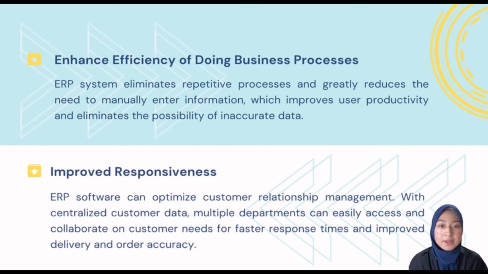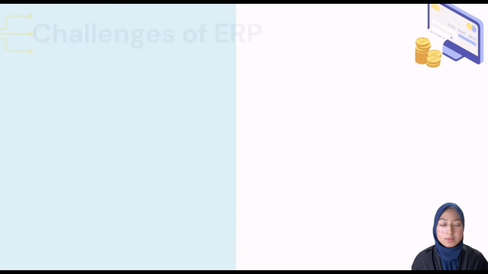Fourth, improved responsiveness. ERP software can optimize customer relationship management. With centralized customer data, multiple departments can easily access and collaborate on customer needs for faster response time and improved delivery and order accuracy. For example, sales representatives can focus on building customer relationships instead of maintaining spreadsheets.